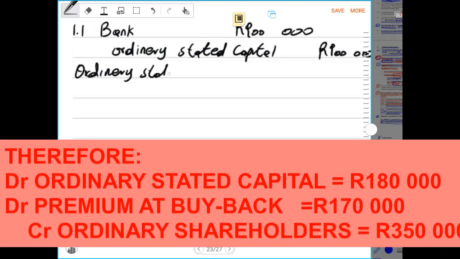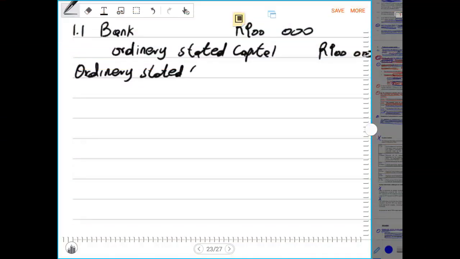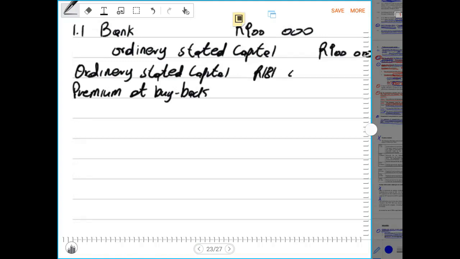debit ordinary stated capital, and we credit our premium at buyback, and our ordinary stated capital is 181,000, and our premium at buyback is 169,000 rands.